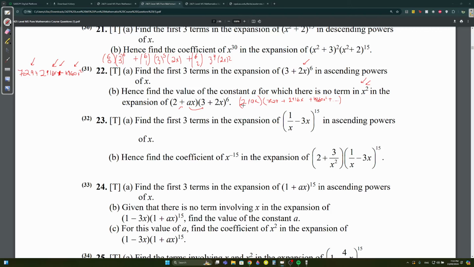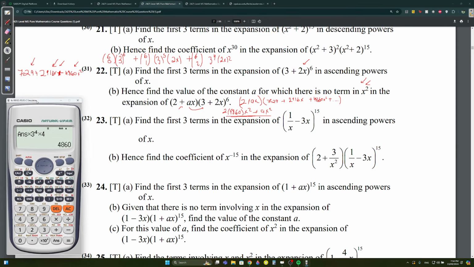Let's see, where do we get x squared? 2 times 729, no. 2 times 2916x, no, it stays x. 2 times this x squared is going to get me something with x squared, right? So it's going to be 2 times 4860x squared. And also, what else could get me x squared? This times this, no. x times x will get me x squared, so plus ax squared, right? But this times this will get me x cubed, so we don't want that. Okay, so these are my x squared terms. If I want to combine, let's first multiply 2 times 4860.